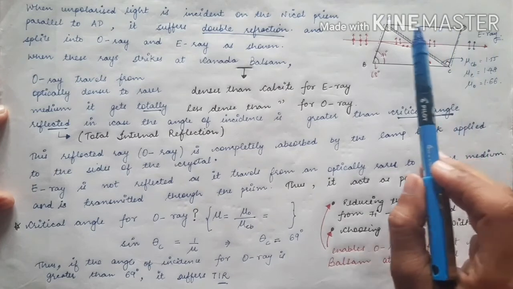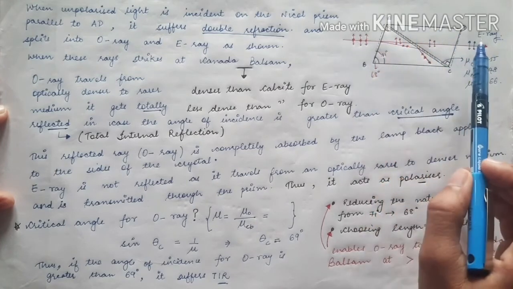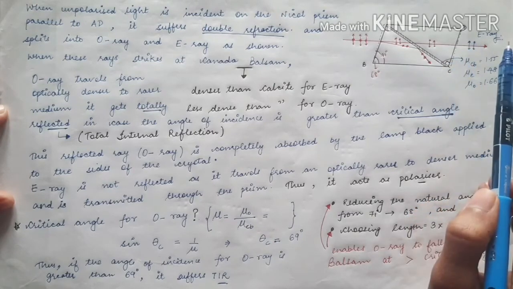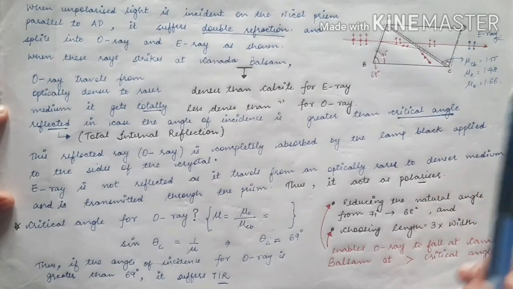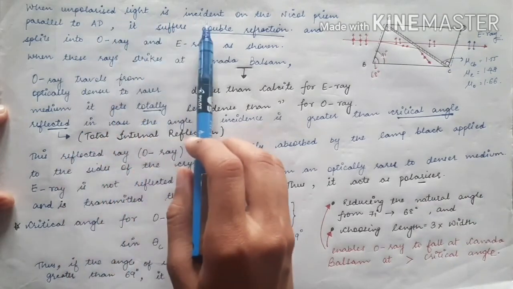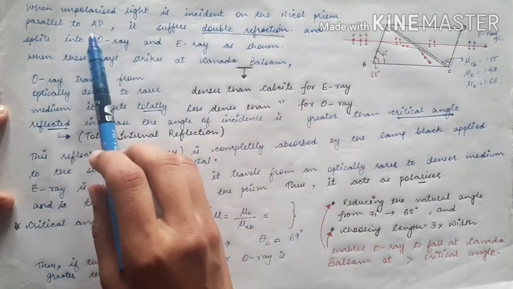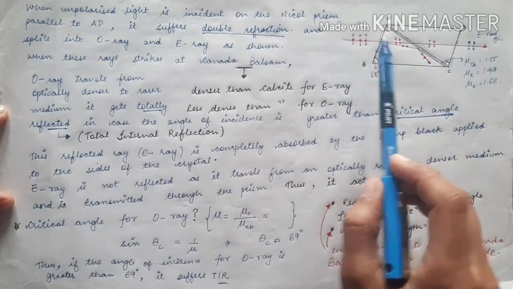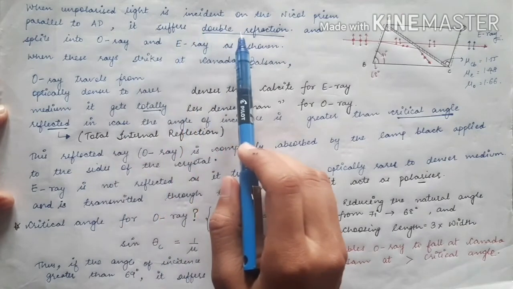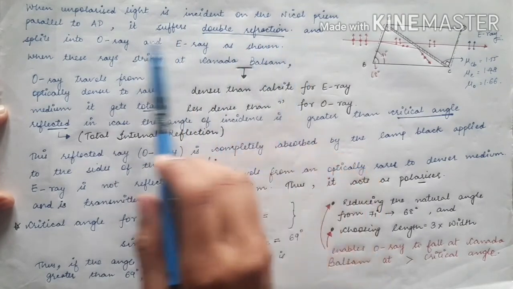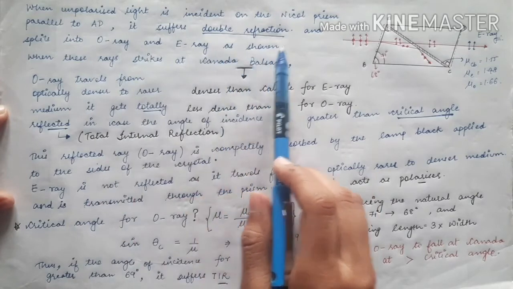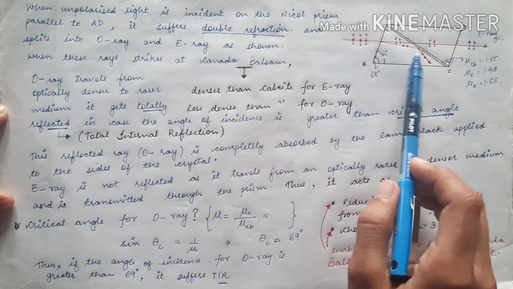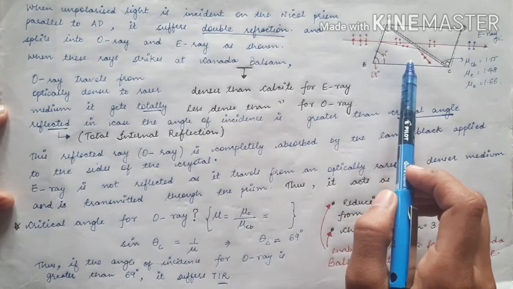So we have converted the unpolarized light into the polarized one using the Nicol prism. Therefore we say that the Nicol prism acts as a polarizer. So when unpolarized light is incident on the Nicol prism parallel to AD, the length of the prism, it suffers double refraction inside the prism and splits into O ray and E ray as shown. So this incident ray, which is unpolarized light, splits up into two refracted rays, one is E ray and another is O ray.